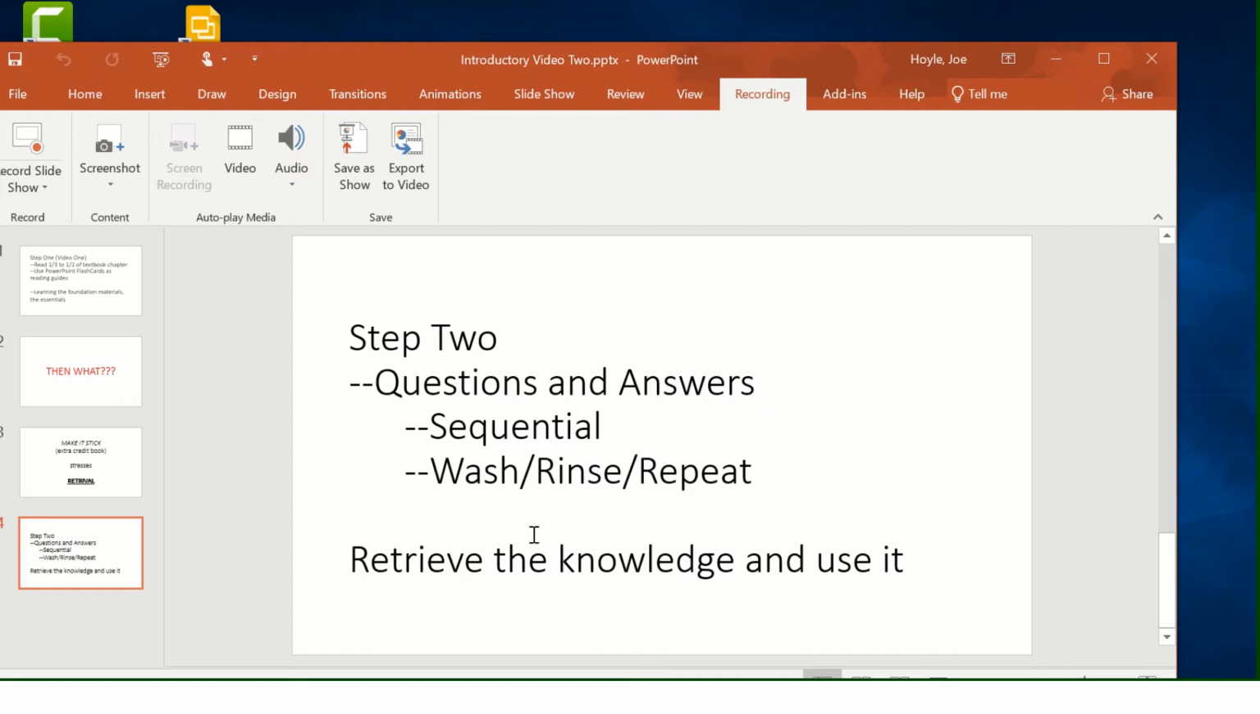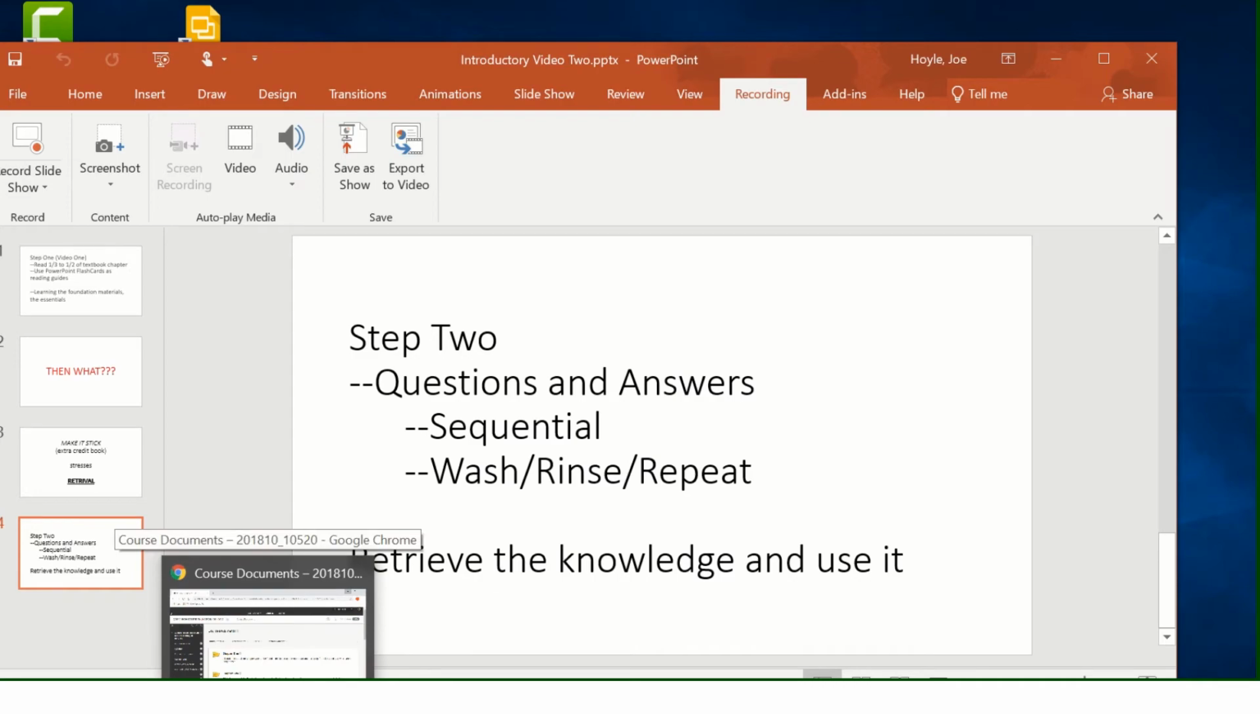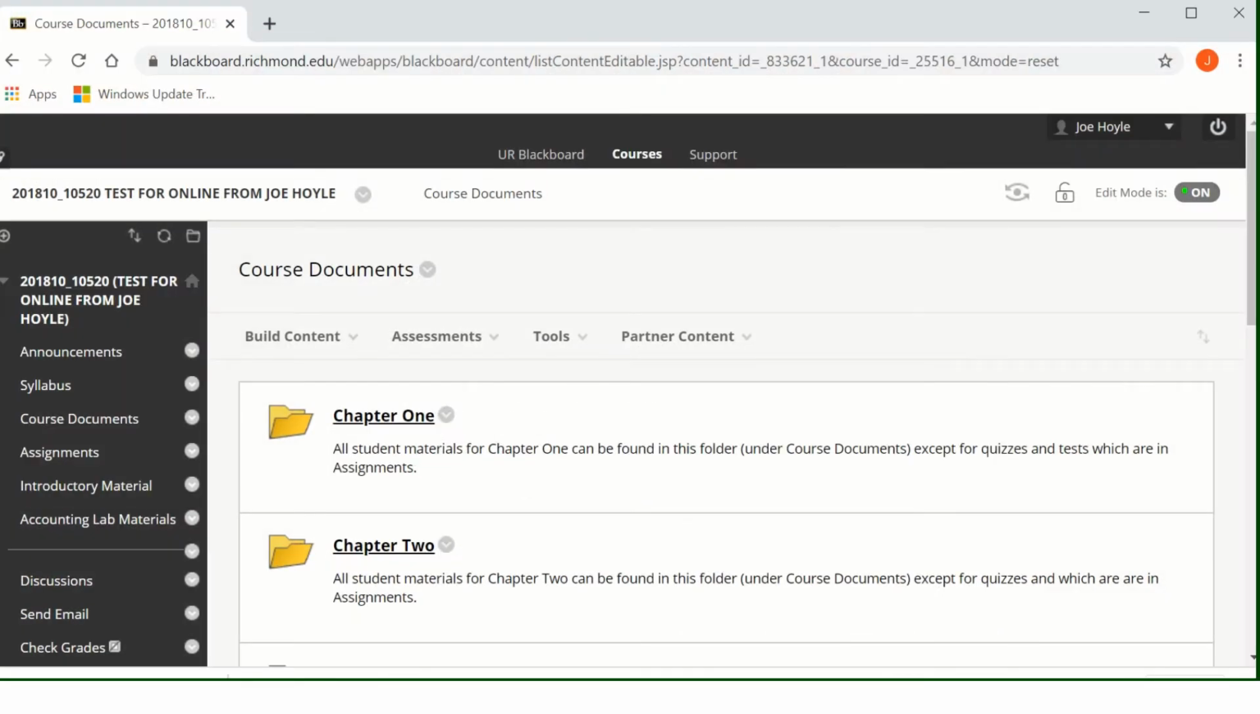One of the things I really think is important is my students from the spring semester said this was the most important thing we did after spring break, the questions and answers. They believe that that helped them more than anything else to learn the material. So what I'm going to do now is switch over here to Blackboard. You'll recognize the Blackboard. We were in it before.